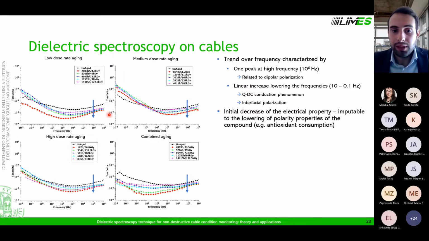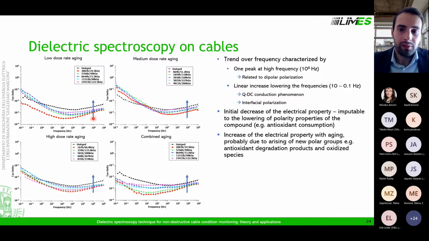This was imputed to the consumption of the antioxidants, because inside this material we have a very high concentration of additives, which again brought to very high dielectric losses. But then after the initial consumption of the antioxidant, we have a new baseline from which further aging brings to the increase of the dielectric losses for all the conditions considered. This was again imputed to the increase of new dipolar species in terms of concentrations, both due to the fact that we are introducing new antioxidant degradation products, and on the other side, we are also creating new oxidized species and radicals.